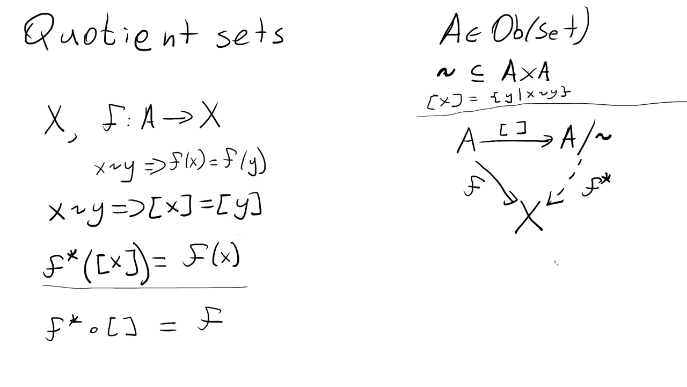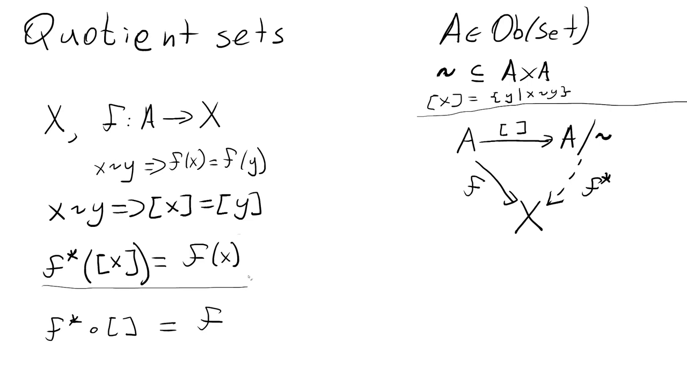F star is also unique, because if we start with the condition that f star composed with the brackets equals f, then we get immediately to this equation, and it completely determines what f star is. It determines f star on all inputs. So the quotient set A slash tilde is the universal object among objects with morphisms that satisfy the property that related values are mapped to the same output.